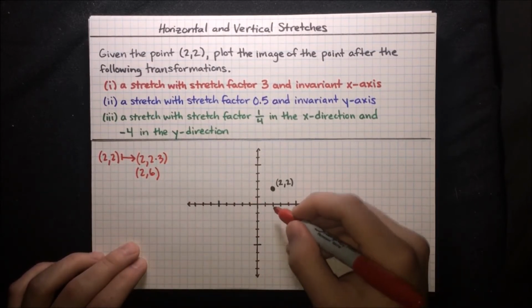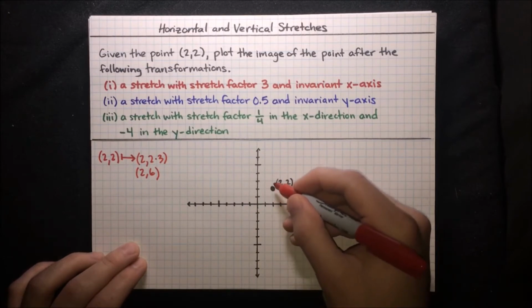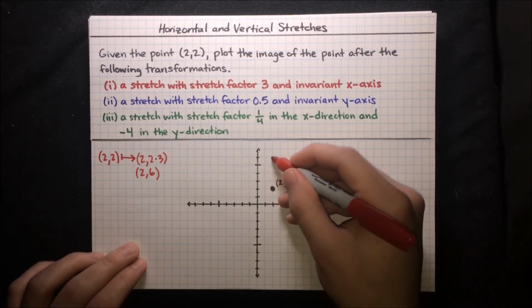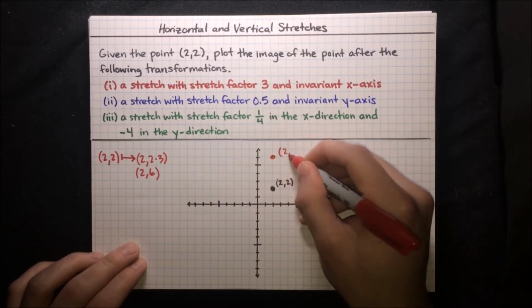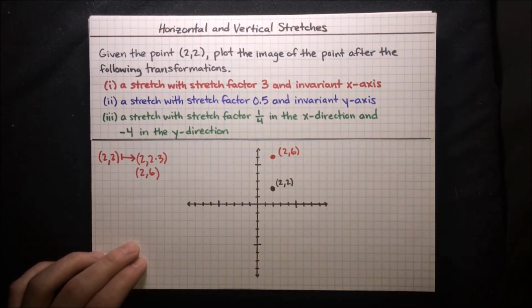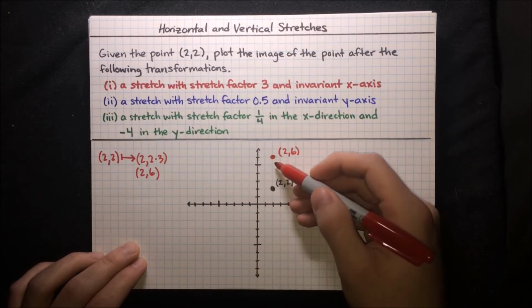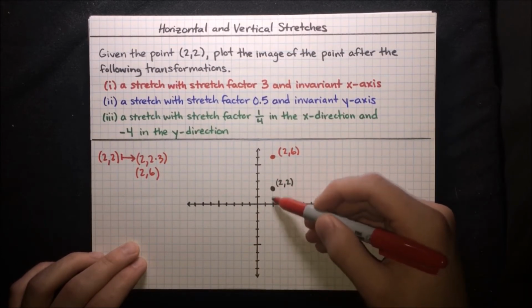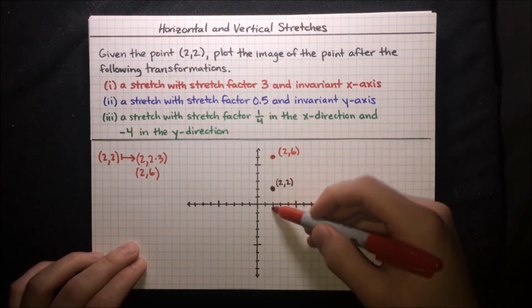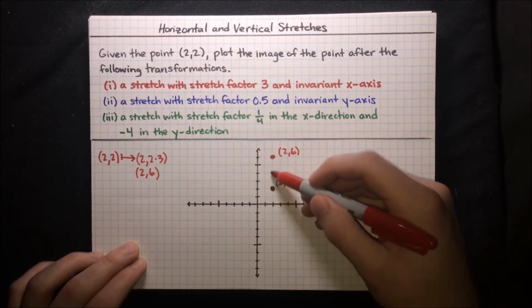Let's plot that point. 2, then 2, 3, 4, 5, 6. It goes up here. Intuitively, the new point is 3 times as far from the x-axis. The original point was only 2 units up, whereas the new point is 6 units up, 3 times the distance.